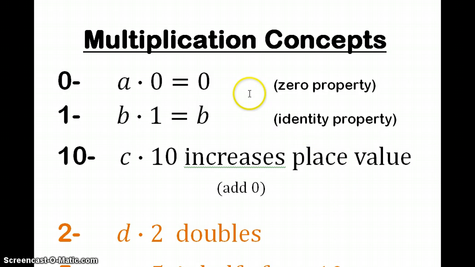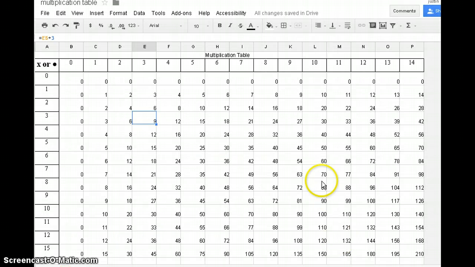We see a zeros rule, which is anything times 0 makes 0. We see a ones rule, which is that anything times 1 makes itself. And then we see a tens rule, which is when you multiply by 10, it increases the place value, which typically means adding a 0, although technically if we have a decimal or a fraction or some kind of a part, it's increasing place value. It might not be adding a 0. A 0 is just a placeholder for the increased value. But at any rate, when I start with that introduction, then we go to our multiplication table.